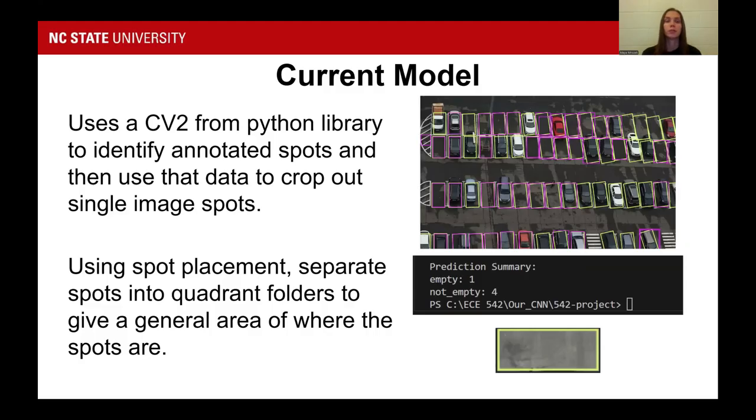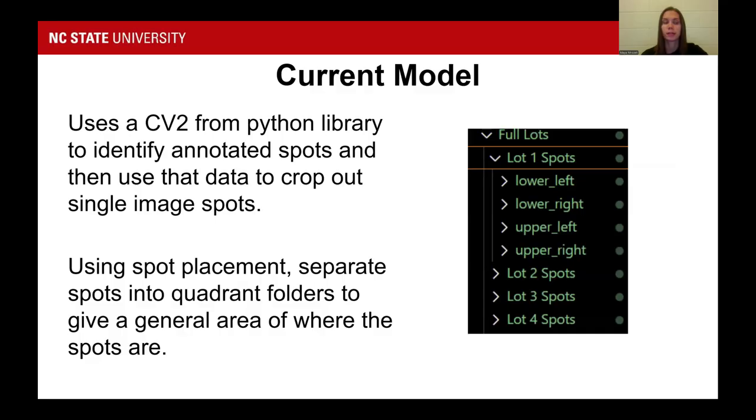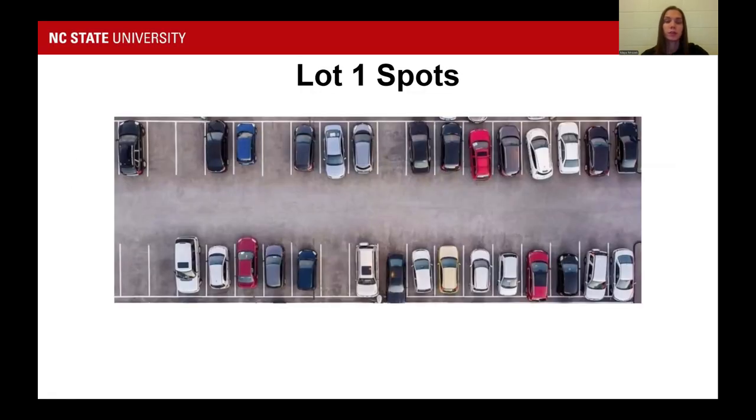Our current model also uses a CV2 from Python library to identify the annotated spots that were drawn within the bounding boxes, and then use that data to crop out single image spots. And based on the spot placement, it would separate the spots into quadrant folders to give a general idea of where they are. So on the right, you see the image has the green bounding boxes, which were the ones we provided with the image, and then the pink are what is being identified by the model. And here it shows how the cropped images are saved, so the spots are separated into the four quadrants of the parking lot.